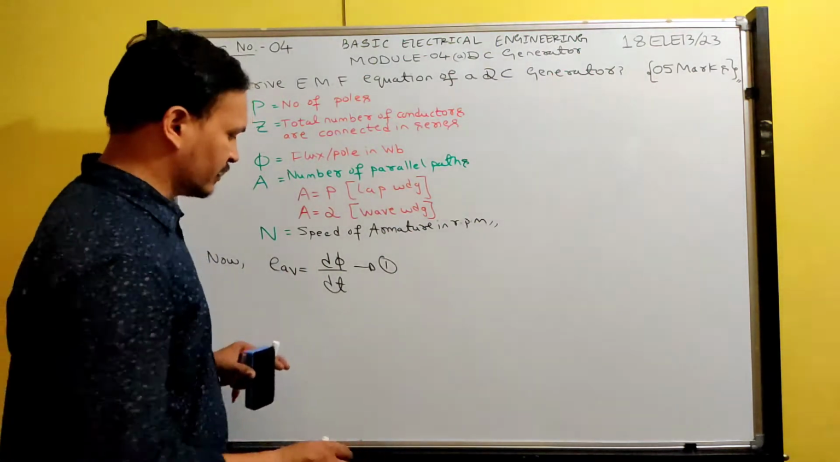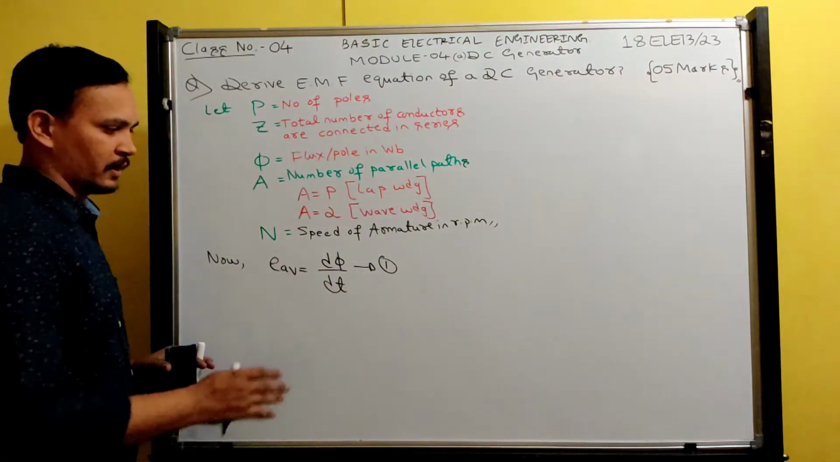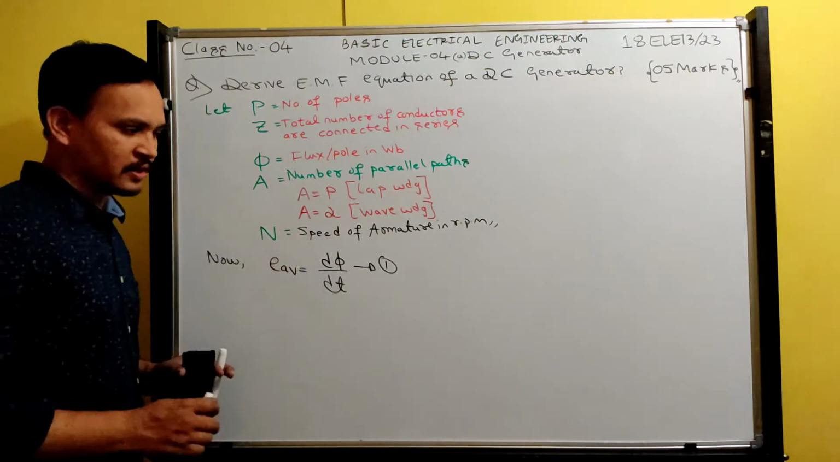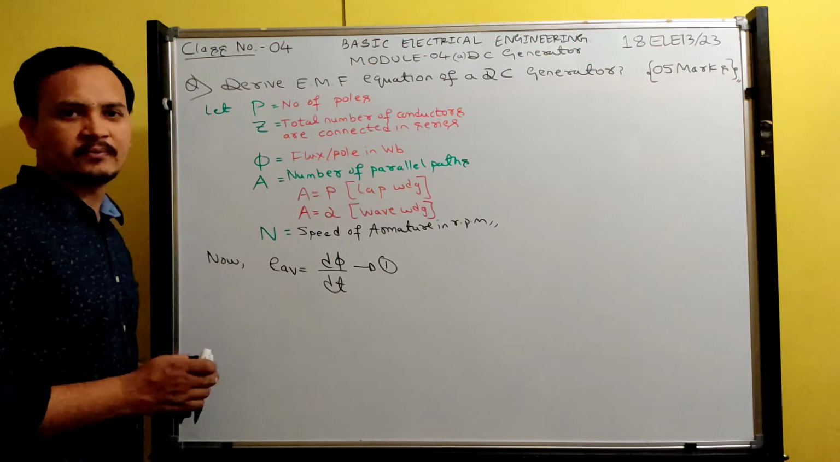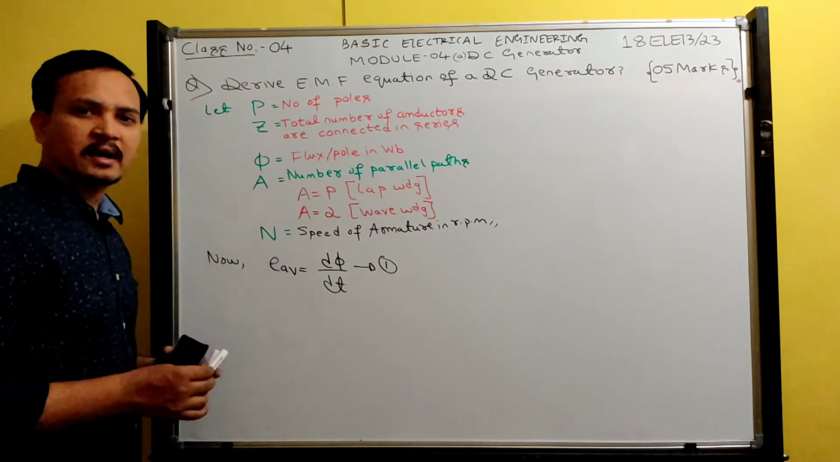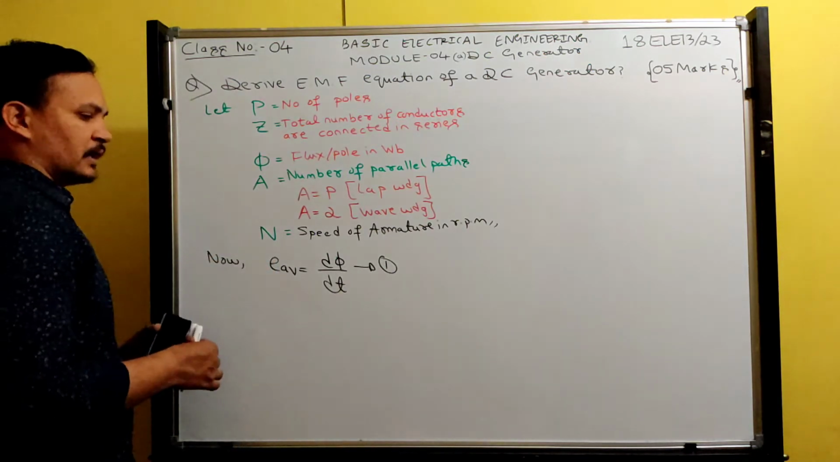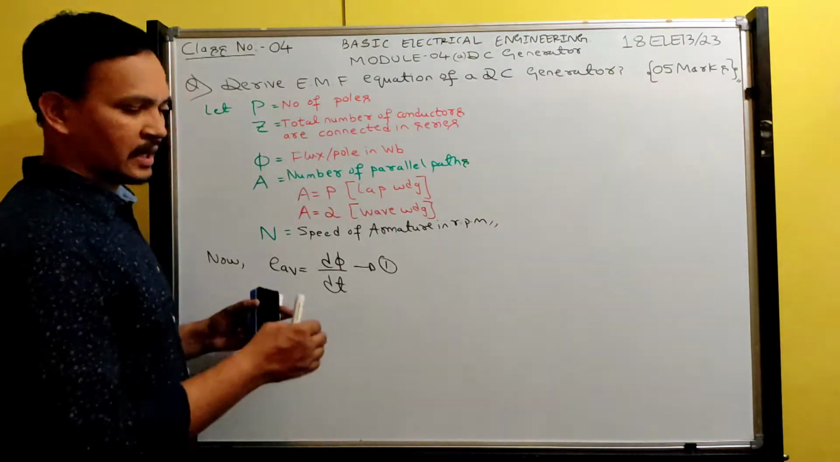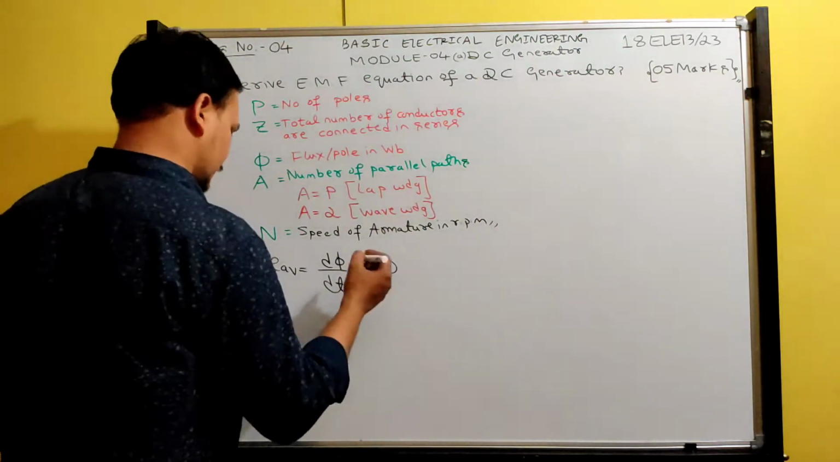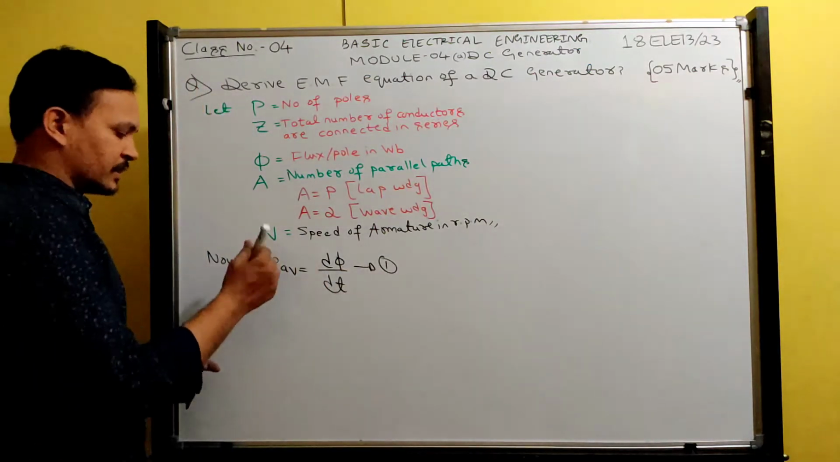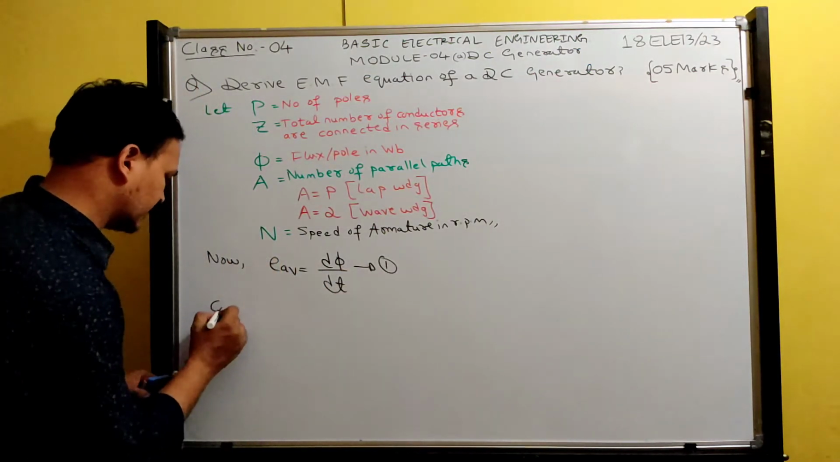Change in flux. Very good. What is dt? Time taken to change the flux. The rate of change of flux will give rise to an EMF induced in the conductor, so that we can collect it by the brushes and feed that induced voltage to the external circuit.